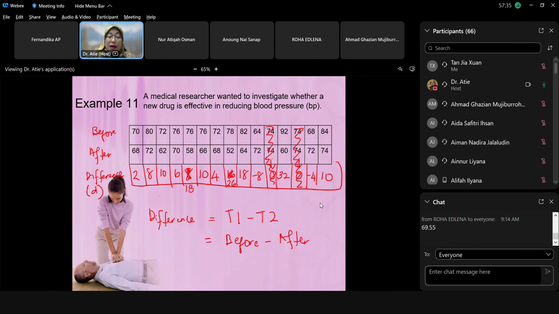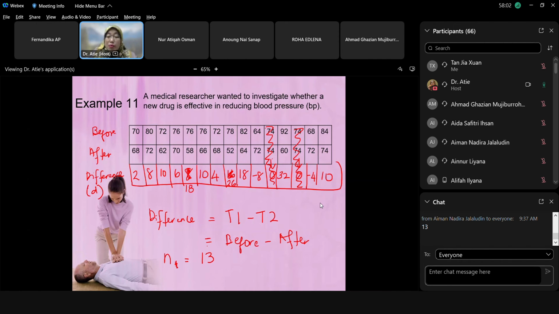So now how many data do we have left? Anyone? 13, all right? Originally we have 15 data, but because we removed these two data, it left us with 13 data only. Is everybody okay? Understand?